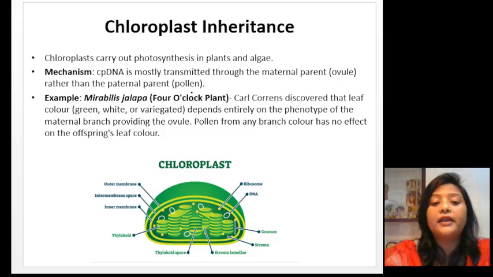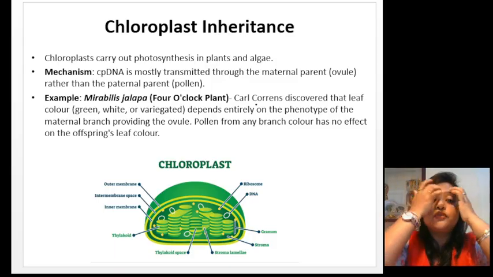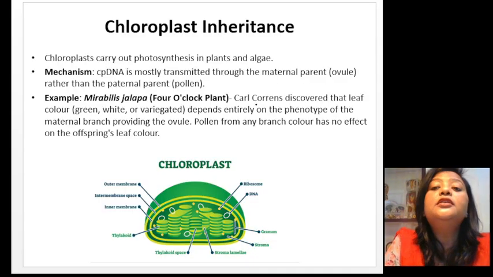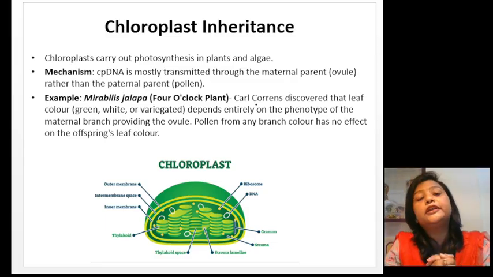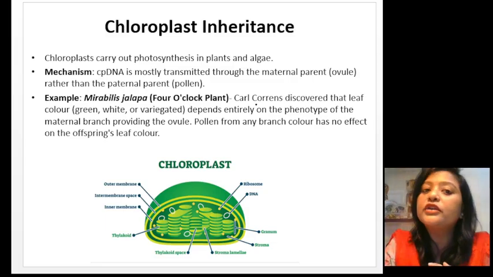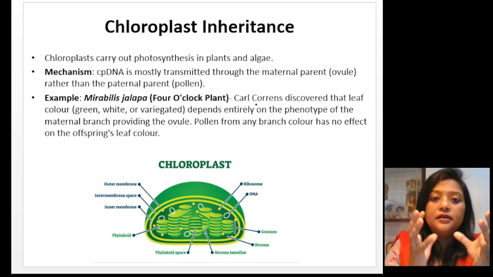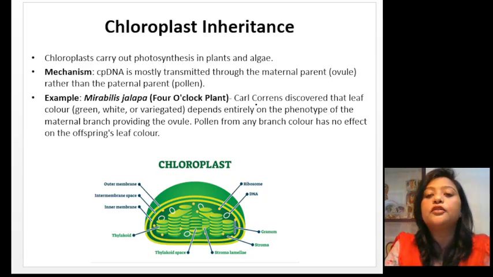Now, what is the mechanism? Since we know that chloroplast and mitochondria both come under maternal inheritance, or cytoplasmic inheritance, they are transmitted from the ovule. I have a video dedicated to sexual reproduction in flowering plants. You can check that video of mine. You will see the structure of the plant and the reproductive parts, how they are shaped, and the ovule structure also.